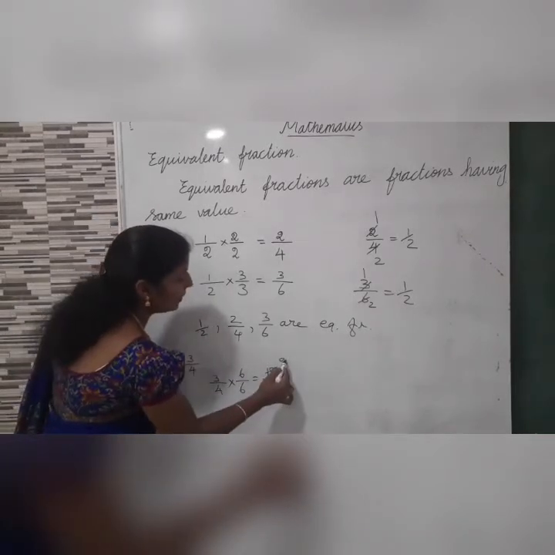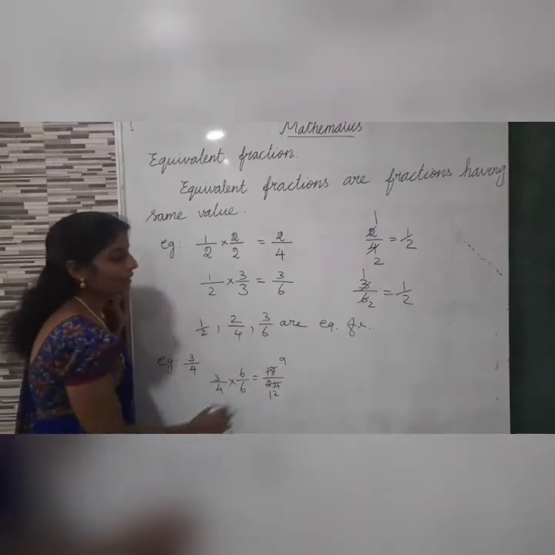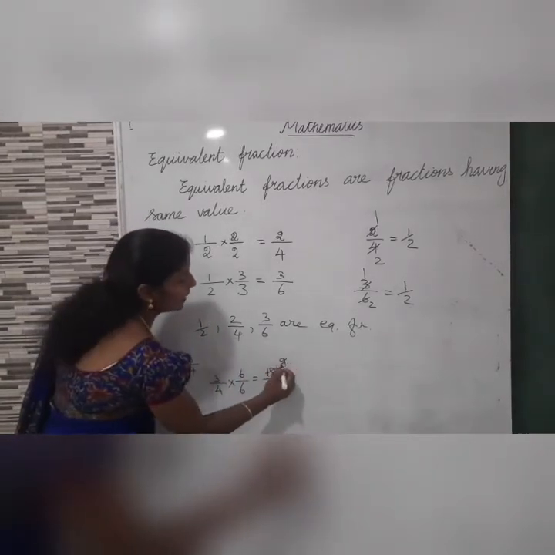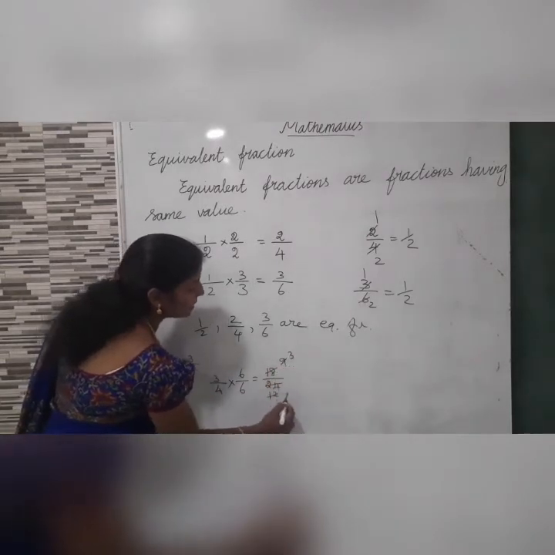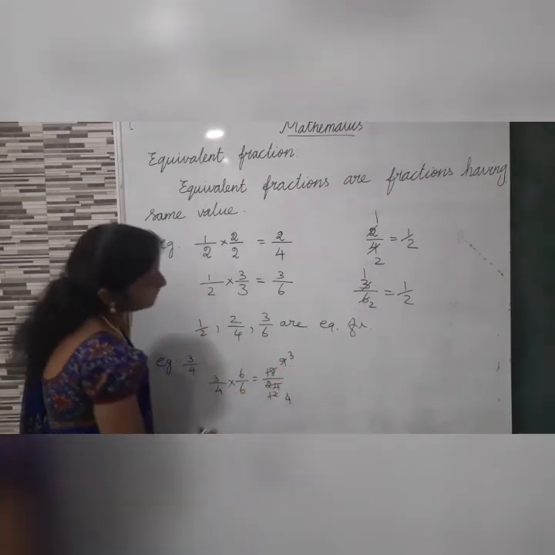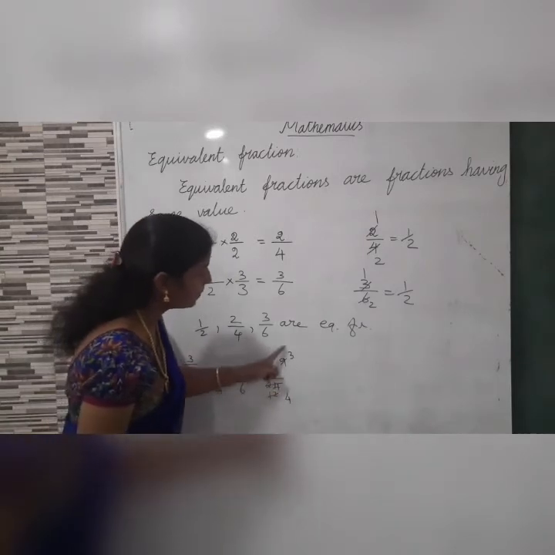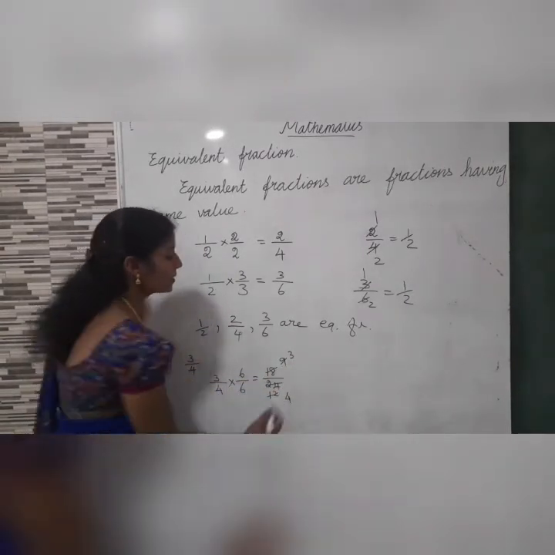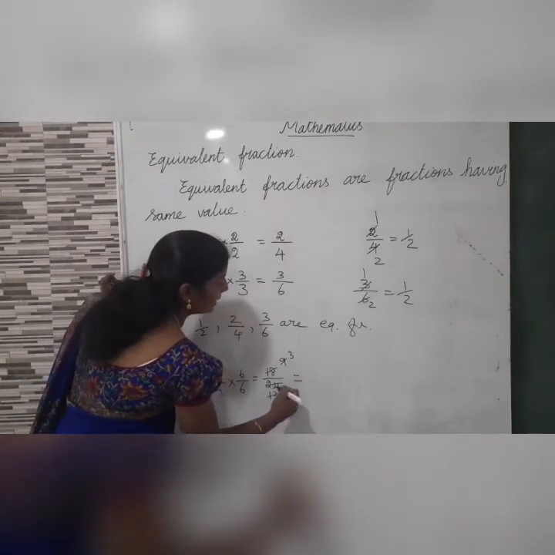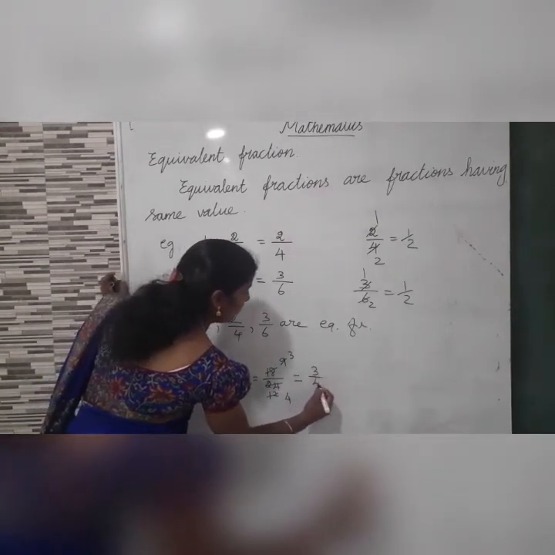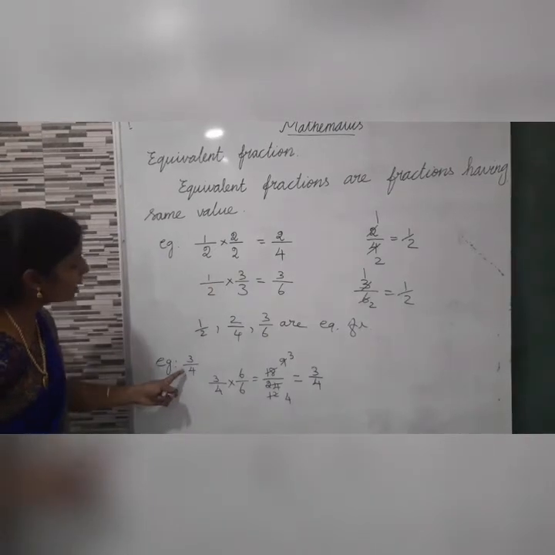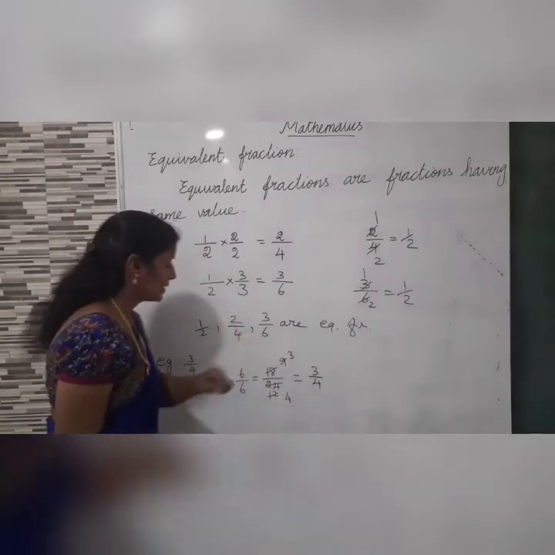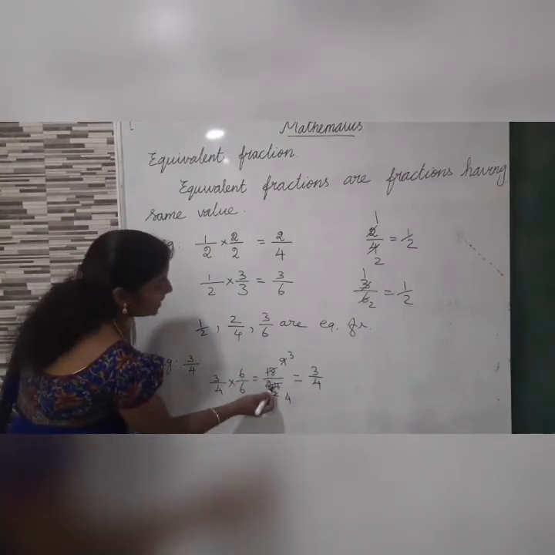Then the 3 table, isn't it? 9 and 12 are in the 3 table. This 9 is not in the 2 table, so we move to the 3 table. 3 3s are 9, 4 3s are 12. Then we can't cut again, because 3 is a prime number and 4 is a composite number. This is the answer, 3 by 4. Did you get that same value? Yes. So we can write 18 by 24.